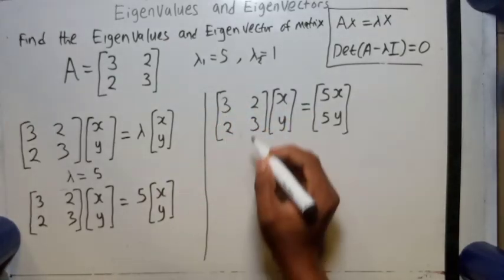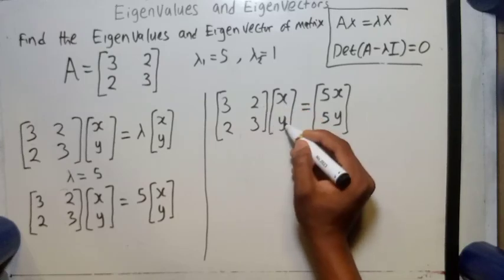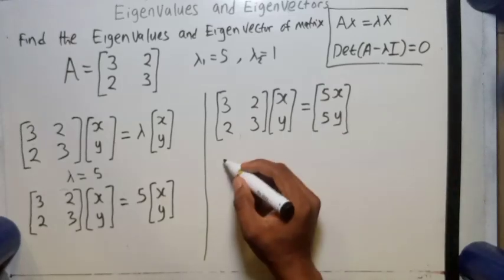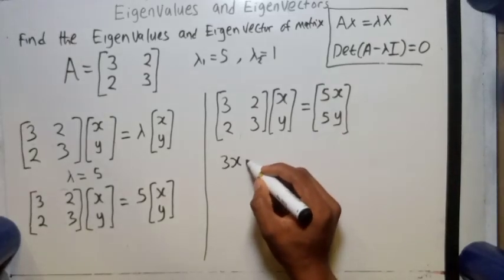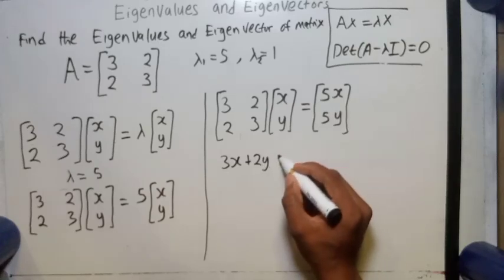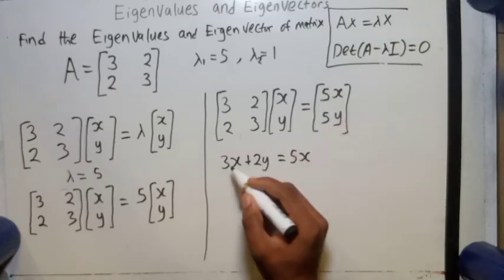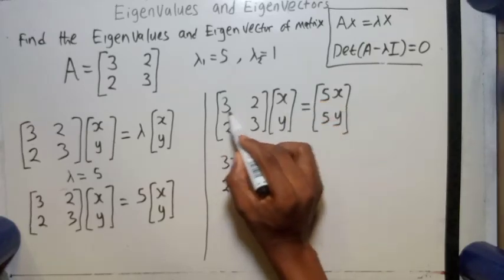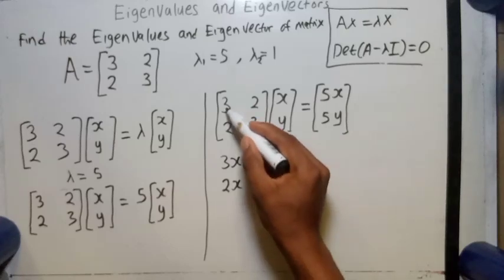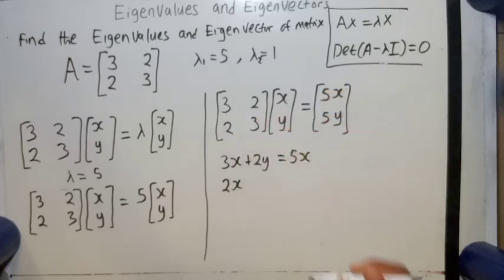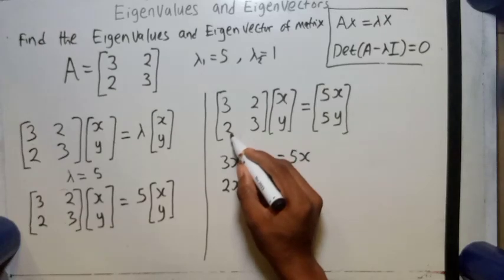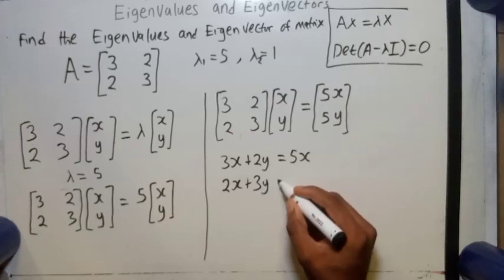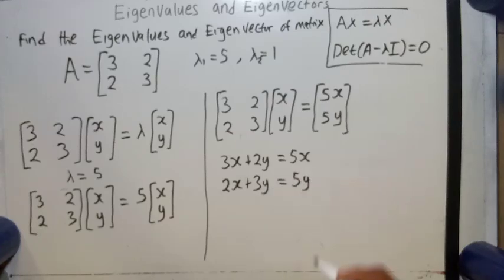So doing that, we're going to be multiplying. When we multiply, we do this times this plus this times this. Then everything will equal 5x. So we have 3 times x plus 2 times y is equal to 5x. And for the next one, we're going to be having 2 times x. See how we do this? The row multiplies the column, and you add the two of them together. Now this second row: 2 times x is 2x plus 3 times y, 3y, and all this is equal to 5y.